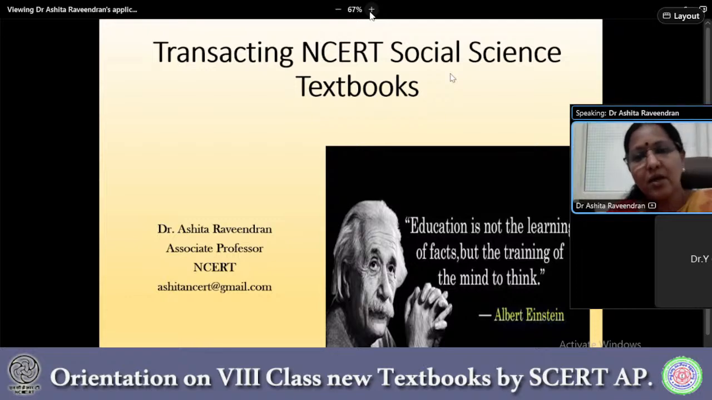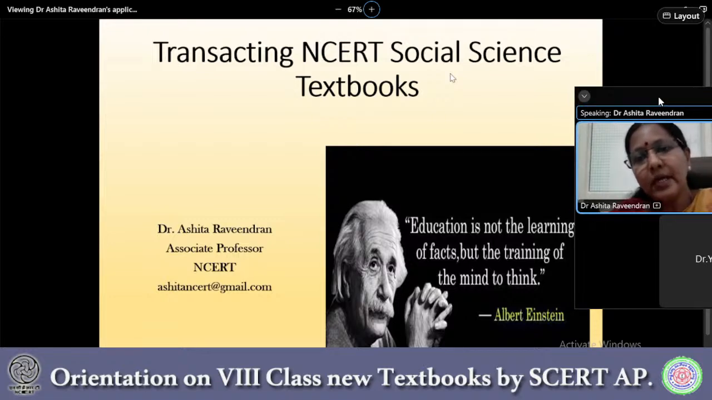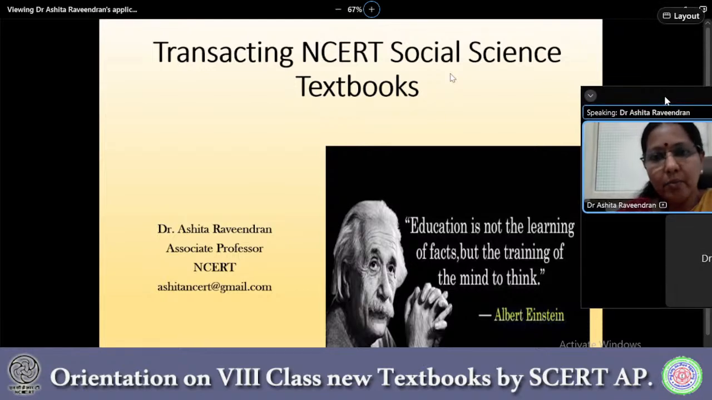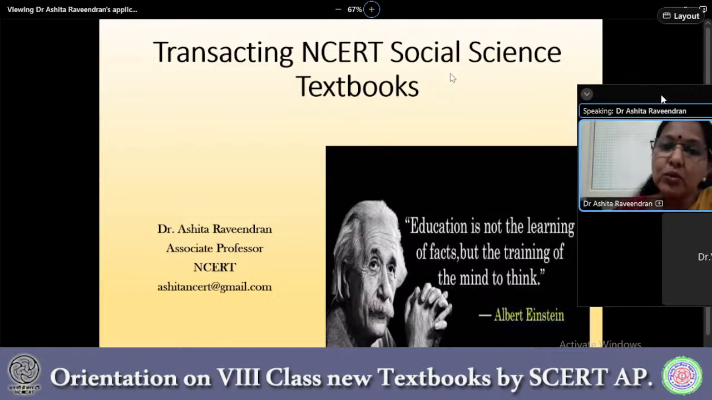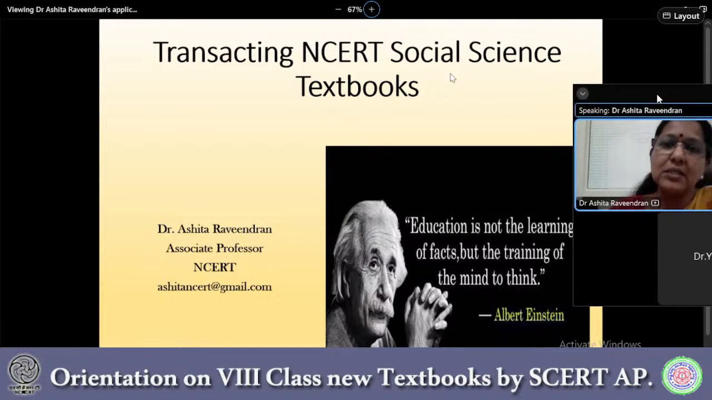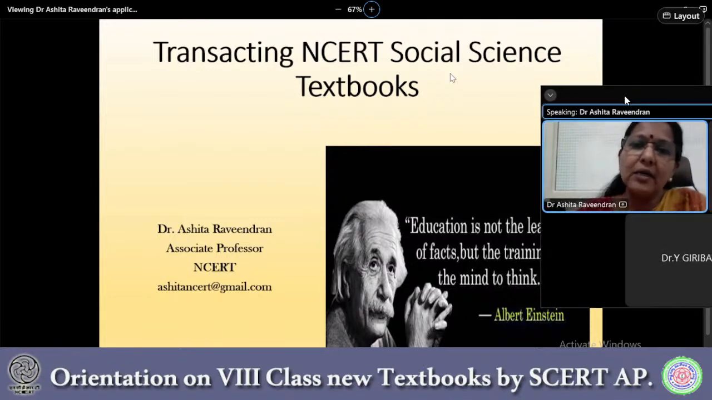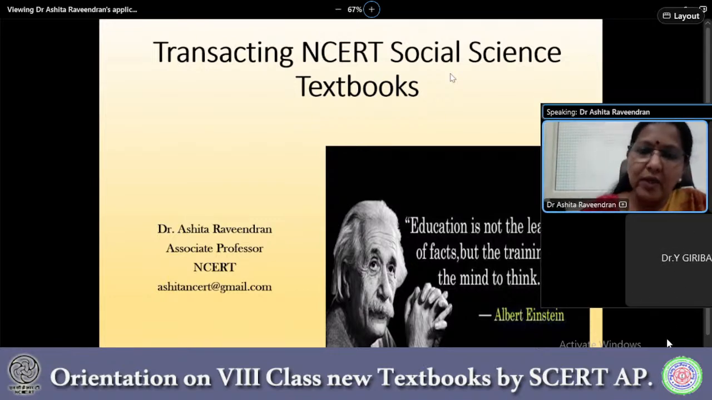So education, whether it is social sciences or any other subject area, is not for the learning of facts, because facts are now available everywhere. If they just Google, they get the facts at their fingertips. But that is not what we mean by education. We need to imbibe in them the ability to think, to reason, to evaluate the situation, to make decisions. So these competencies and skills need to be inculcated in our children. This is why we have a change in the social science textbooks.